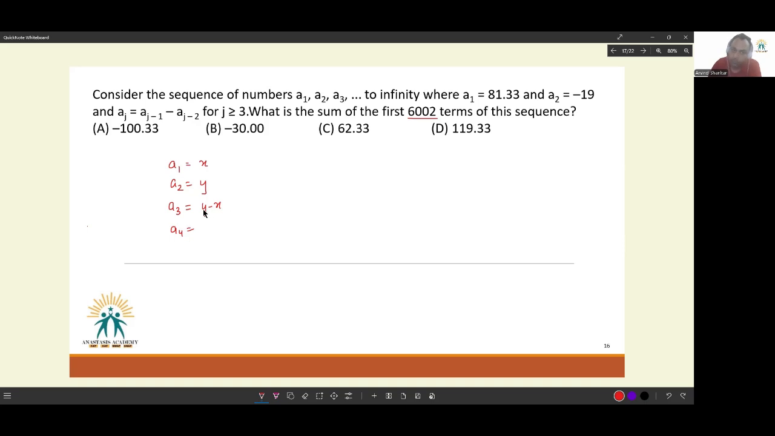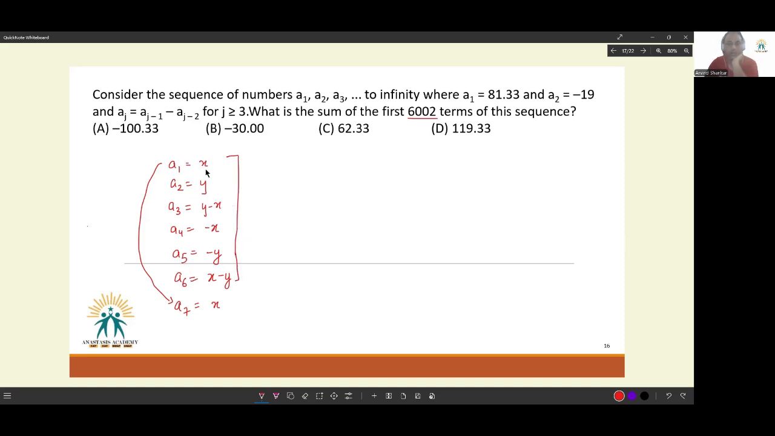A4 will be equal to y minus x minus y, or a4 will be minus x. A5 will be minus x minus y plus x, or this will be equal to minus y. Or a6 will be minus y minus minus x, or this will be x minus y. Or a7 will be x minus y minus minus y, which will be equal to x. And this is when your brain should go off. Ooh, I have got into x again. After six terms, repetition in value starts happening. So let's look at only six terms.